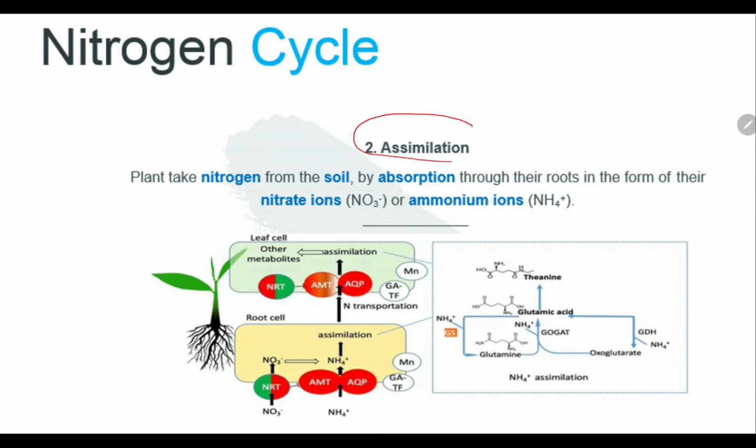The second process is the assimilation. So once the atmospheric nitrogen has been converted into a usable nitrogen, then the plants can take the nitrogen from the soil using the absorption from the roots. And the nitrogen that has been converted is in the form of ions. Yeah? So it's nitrate ions and also ammonium ions. So in the form of ions, the plant can take the nitrogen to be absorbed through their roots. And this is done by the process of assimilation.